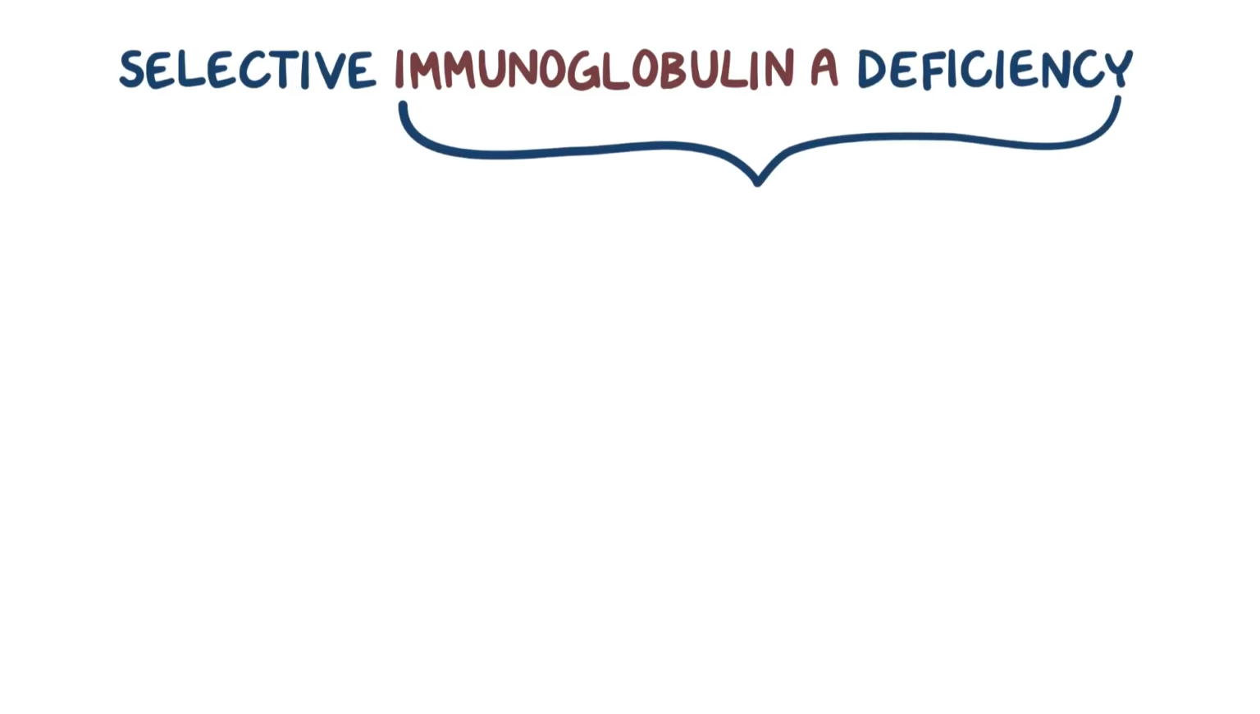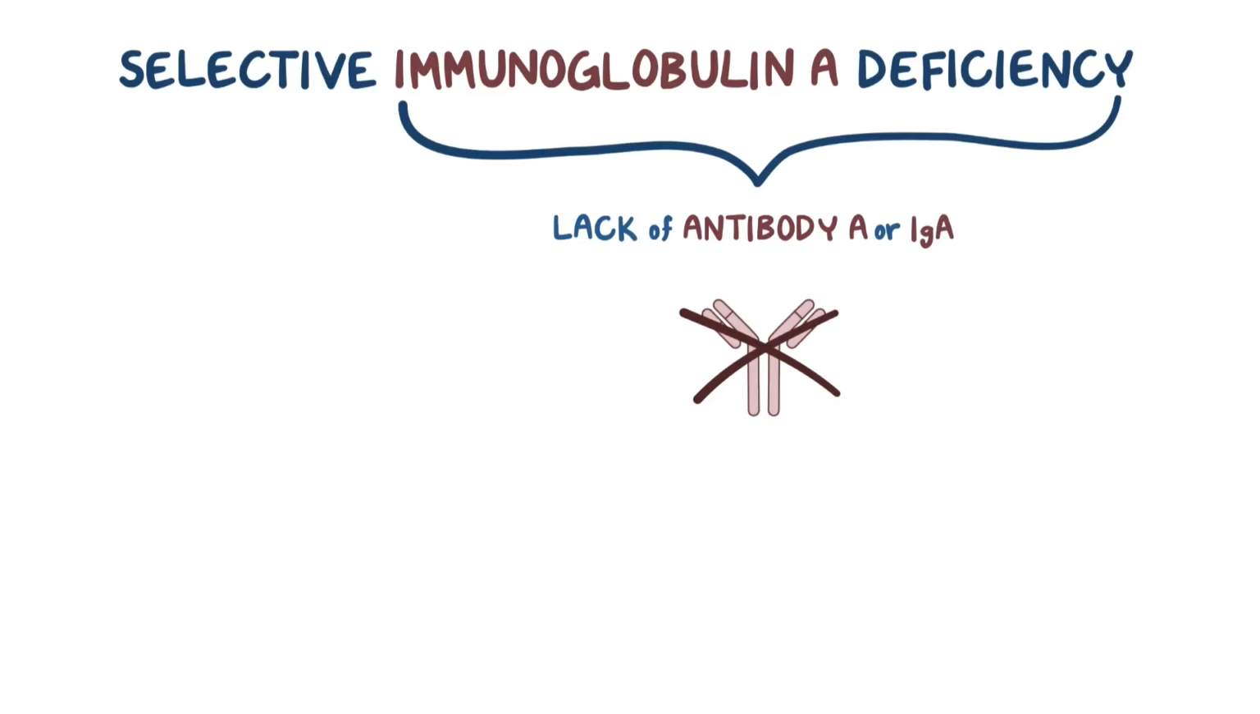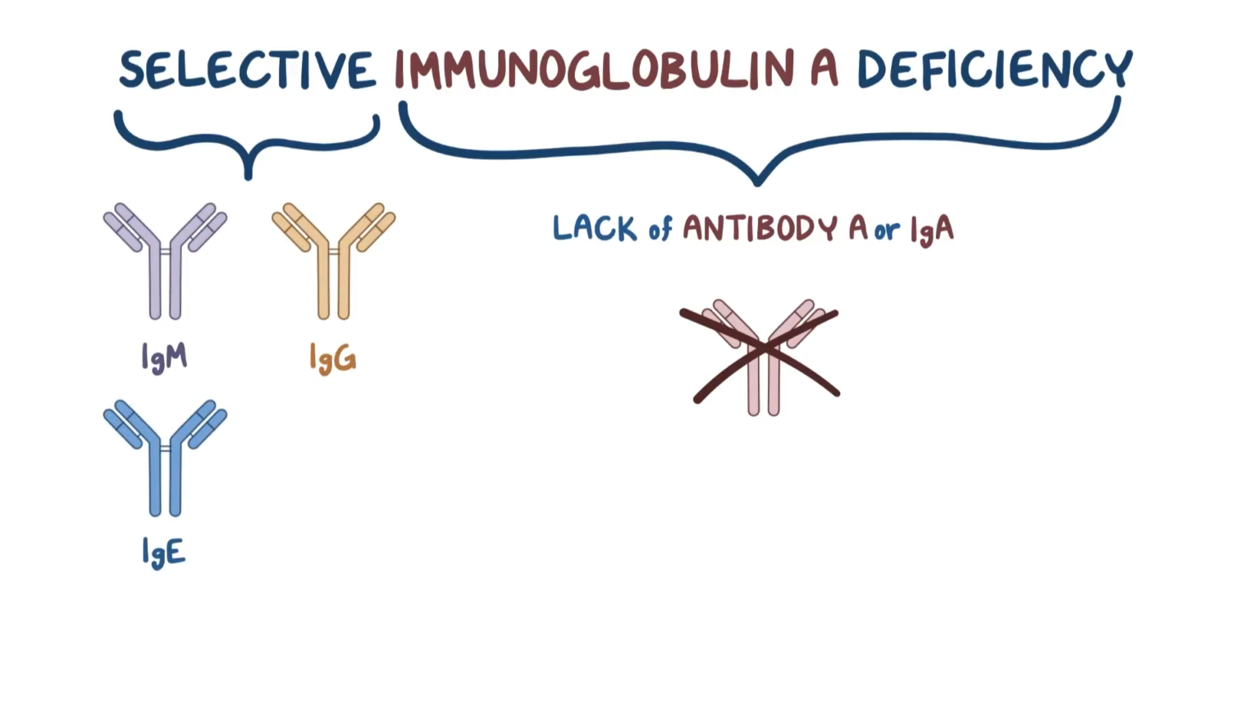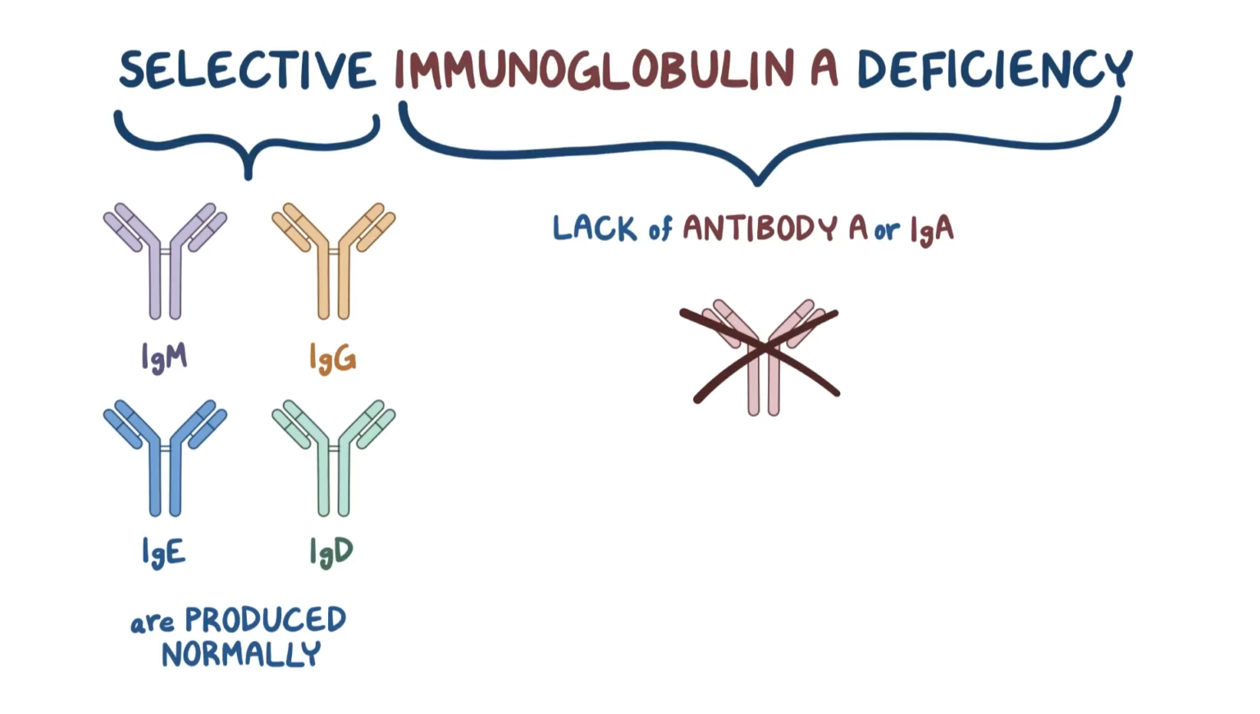Selective immunoglobulin A deficiency is a condition where there's a lack of immunoglobulin or antibody A, called IgA for short. It's called selective because all the other antibody classes, IgM, IgG, IgE, and IgD, are produced normally. IgA is in charge of protecting the mucosal surfaces of the body against foreign invaders. So without it, there's a higher risk of mucosal infections.